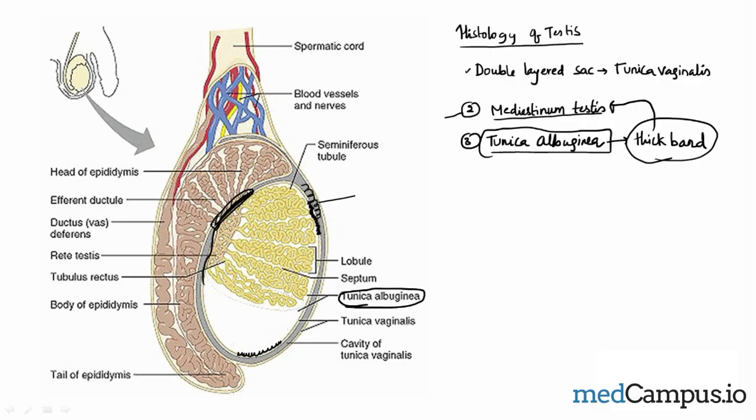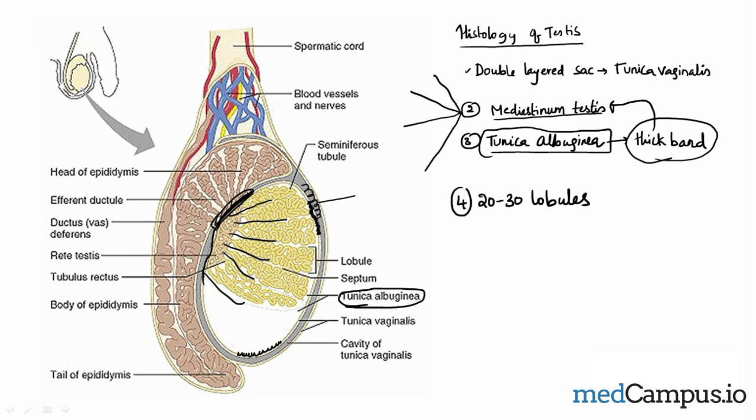From the mediastinum testis, fibrous septa spread across the substance of the testis, dividing each testis into approximately 20 to 30 lobules. So the fourth structure is that each testis has 20 to 30 lobules, and inside each lobule approximately 1 to 3 convoluted tubules are present. See here, there are convoluted tubules. These tubules are seminiferous tubules.